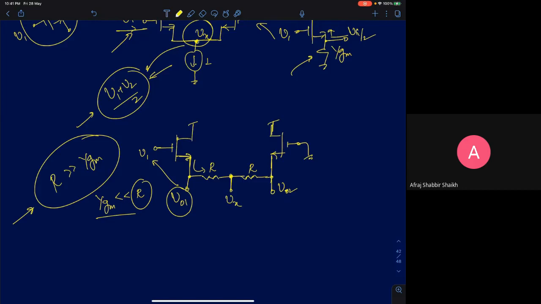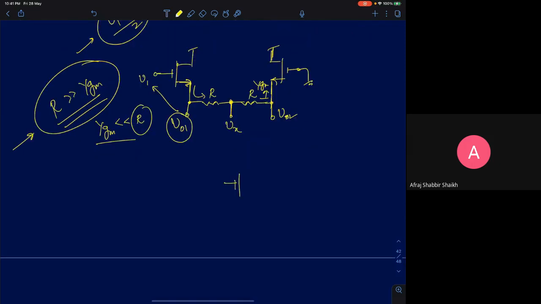Remember, make this assumption: R is much greater. The impedance looking up here is 1 by Gm. So now this circuit will reduce to something like this. You will have a common drain amplifier with V1 as an input, and the load resistance is going to be R plus 1 by Gm. So that will be 2R plus 1 by Gm, which I can approximate to 2R itself. If this is 2R, what will be the output voltage VO1? It will be V1 itself, because your 2R is much greater than 1 by Gm.